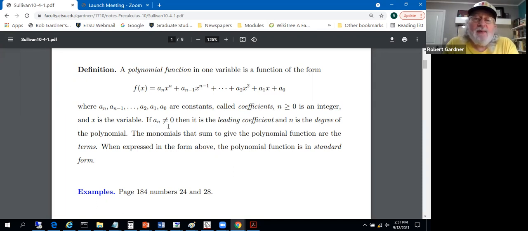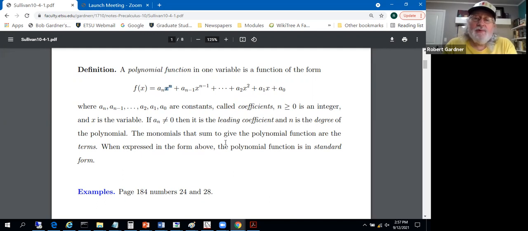We'll require a sub n to be non-zero, this leading coefficient. We're saying this is an n-degree polynomial, so we want to make sure it actually involves an x to the n term. So that's why there's the restriction that a sub n be non-zero.